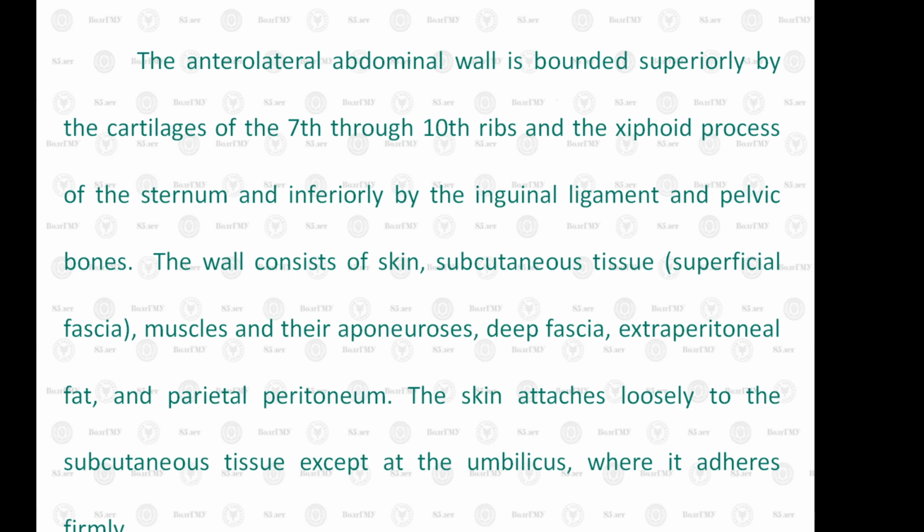The anterolateral abdominal wall is bounded superiorly by the cartilages of the 7th through 10th ribs and the xiphoid process of the sternum, and inferiorly by the inguinal ligament and pelvic bones. The wall consists of skin, subcutaneous tissue, superficial fascia, muscles and their aponeurosis, deep fascia, extraperitoneal fat, and parietal peritoneum. The skin attaches loosely to the subcutaneous tissue, except at the umbilicus, where it adheres firmly.